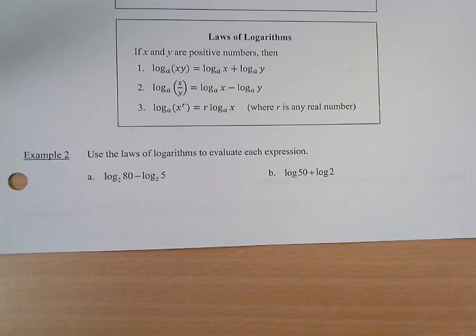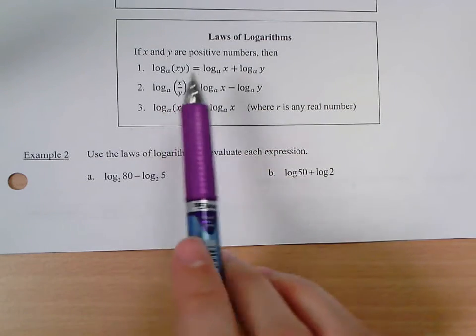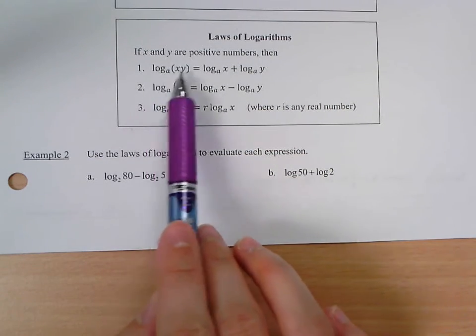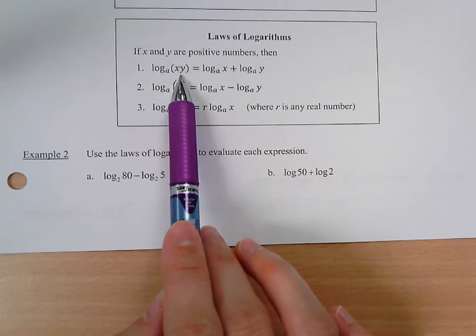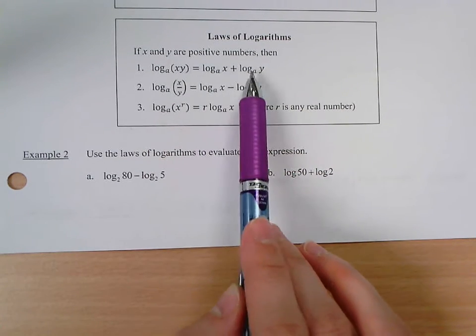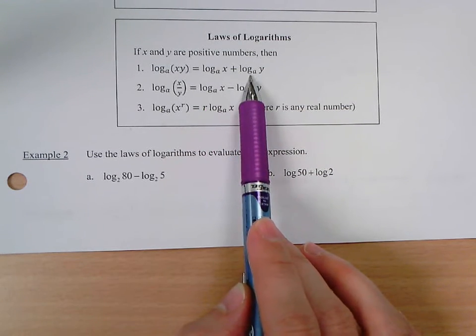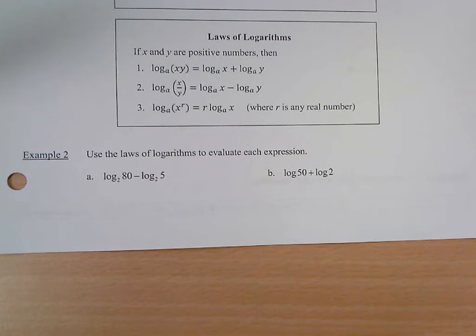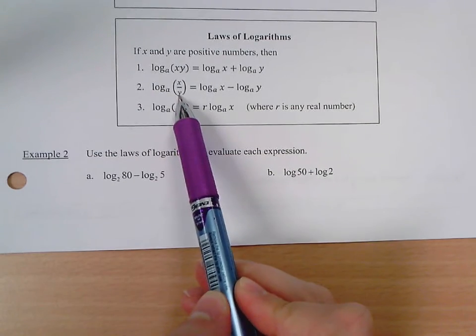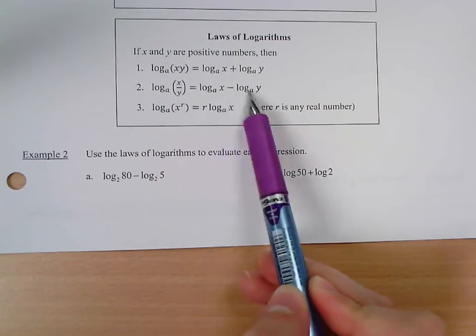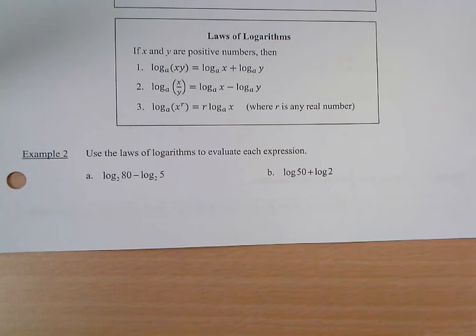So laws of logs. So if x and y are positive numbers, then these, like I said, you need to make sure you know. So if you have log base a of x times y, so the log of a product is equal to the sum of 2 logs. So log base a of x plus log base a of y. Or you could also do the reverse. The sum of 2 logs with the same base, you could write as 1 logarithm, it's the product. Log base a of a quotient, x divided by y, is the difference of 2 logs. Log base a of x minus log base a of y.